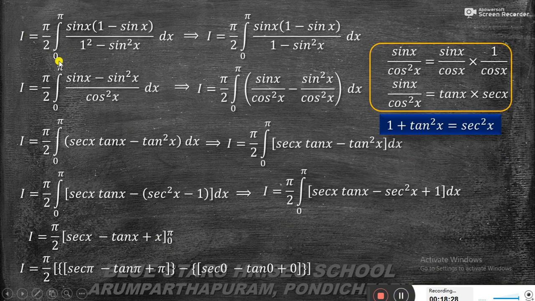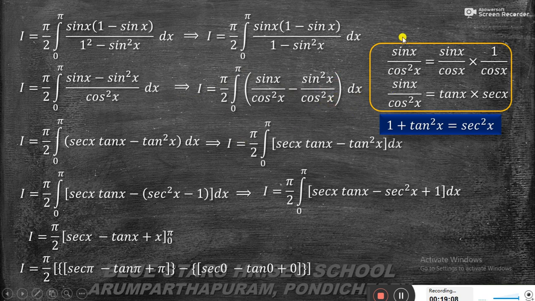Therefore pi by 2 times the integral from 0 to pi of sin x into 1 minus sin x by 1 plus sin x into 1 minus sin x. Since a plus b into a minus b is a square minus b square, the denominator is 1 minus sin square x, and 1 minus sin square x means cos square x. So I equals pi by 2 times the integral of sin x by cos square x minus sin square x by cos square x dx.